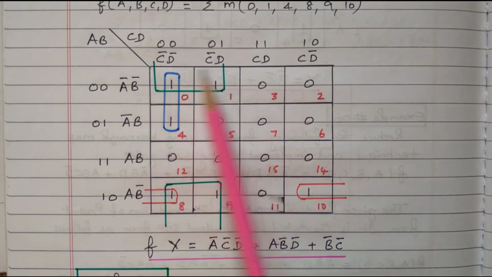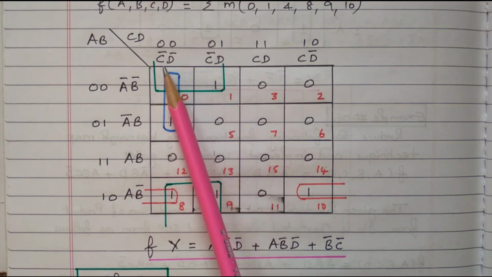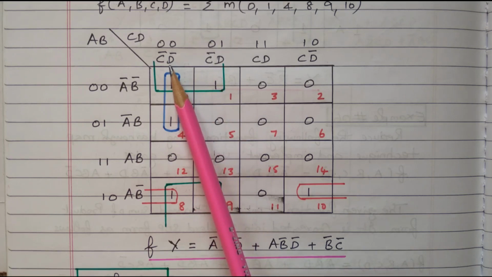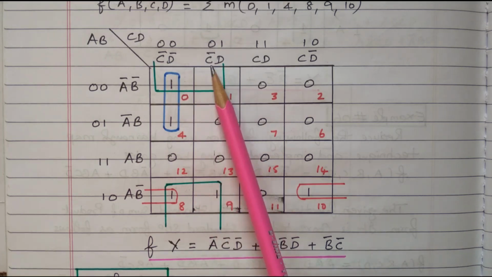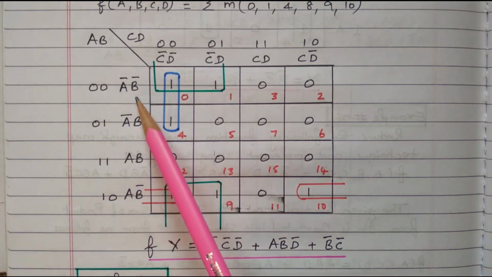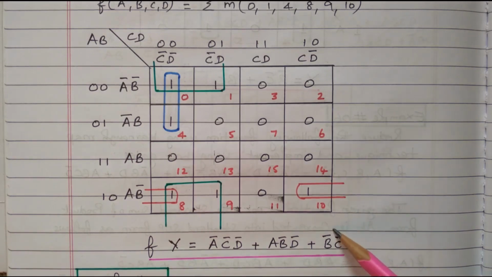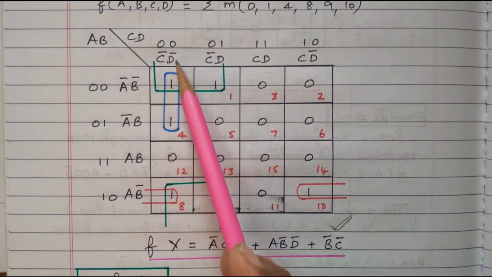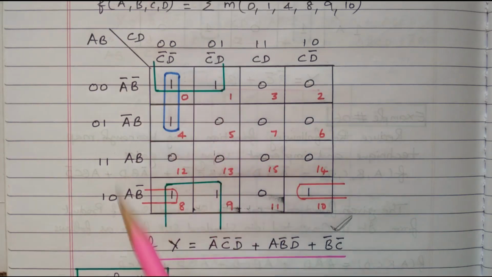Then while verifying these two terms, we have C bar, D bar and C bar, D. So this D bar and D got cancelled, only we have C bar. So finally, what we have is B bar and C bar. While combining these two, A bar cancels, only we have B bar. While combining these two, D bar got cancelled, only C bar is available. So B bar, C bar.